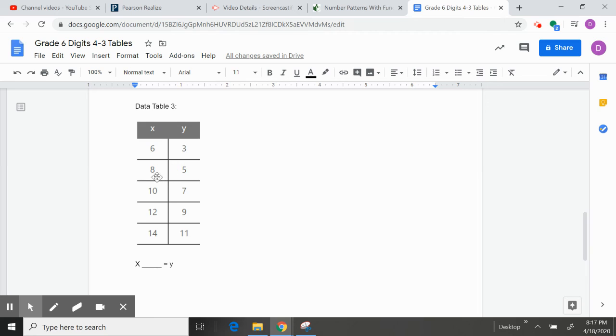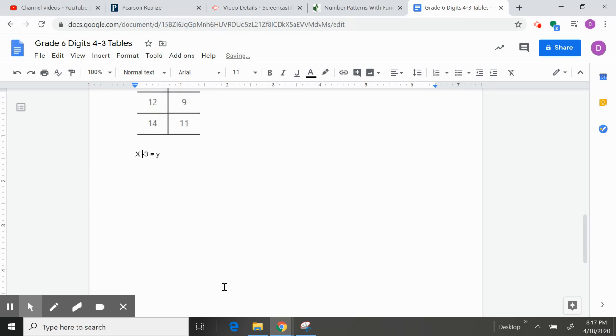So let's see if that minus 3 pattern works. 8 minus 3. Oh, that gives me 5. 10 minus 3. Ooh, that gives me 7. 12 minus 3. That gives me 9. And 14 minus 3. That gives me 11. So my pattern must be x minus 3 equals y.